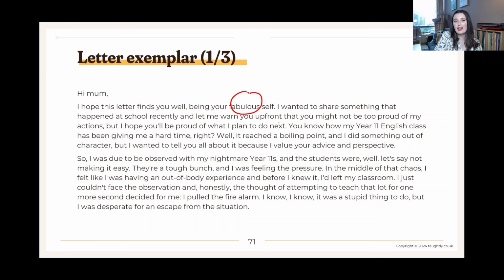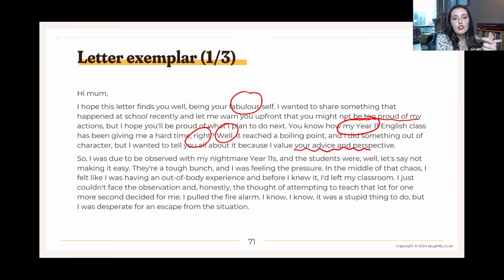And she's anticipating that her mum probably will not be proud of what she did. So creating that sense of audience, like I know what you're like and how you're going to react. And also the fact that her mum already knows about the year 11 English class makes it sound like, yes, they're very close. And notice that we've got some more informal language like right and well. And again, a sense of relationship. Why is she writing? Because she values her mum's perspective.